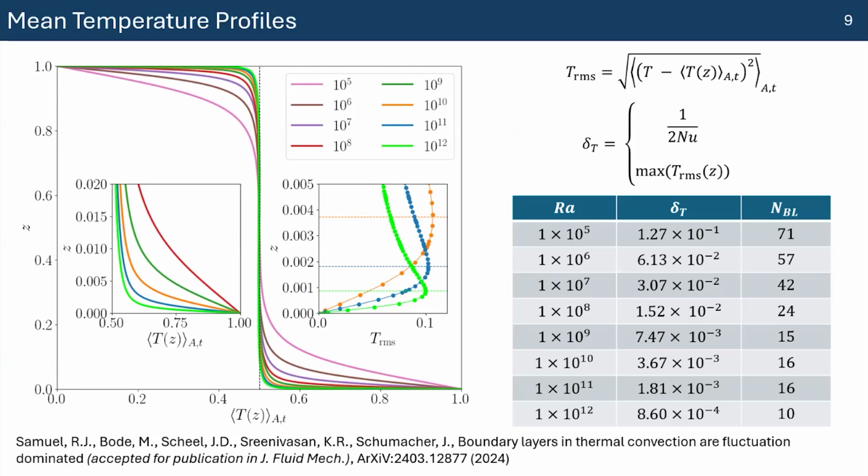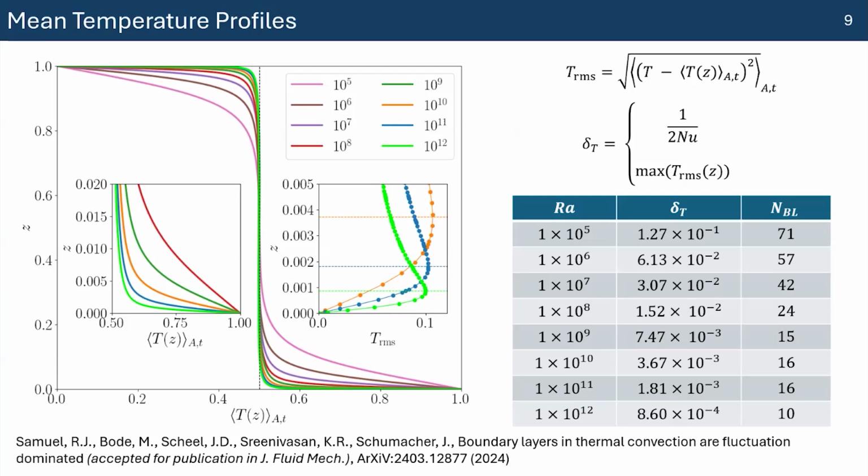And we can also look at the boundary layer thickness by looking at the T RMS profiles, which again shows how the boundary layer thickness decreases as the Rayleigh number increases. And in here, we have also tabulated the variation of boundary layer thickness. One thing to note is that for the highest Rayleigh number of 10 power 12, the boundary layer is of the order 10 power -4.